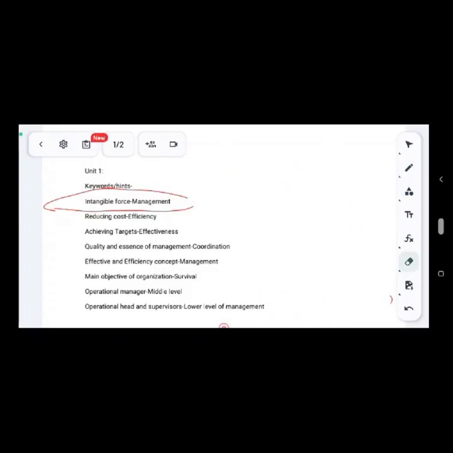Then operational managers come under middle level, and the supervisors, foremen, and all other first line managers come under the lower level of management. So these are the keywords for the first lesson of Nature and Significance of Management.